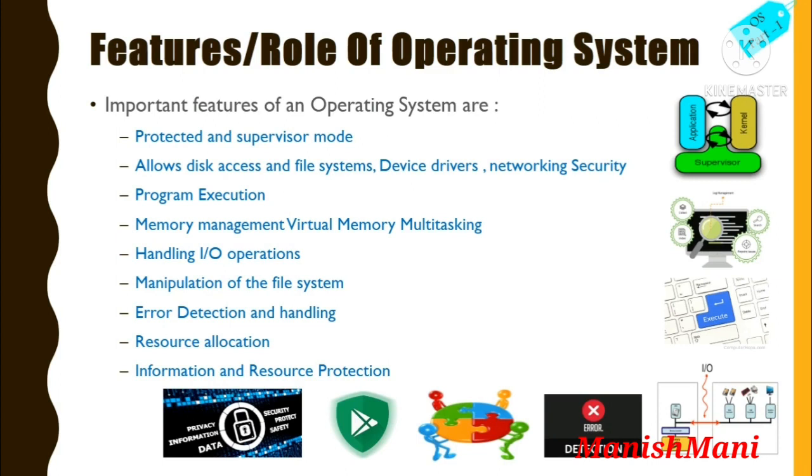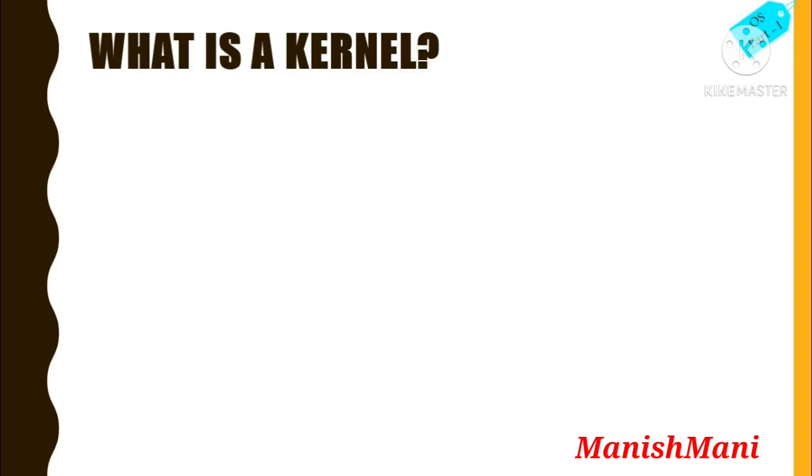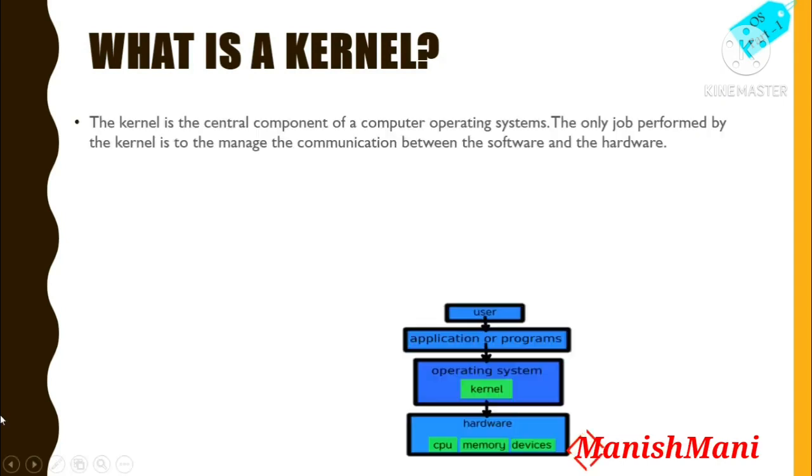Kernel क्या होता है? The kernel is the center component of a computer operating system. The only job performed by the kernel is to manage the communication between the software and the hardware. We can see the figure here. Here is the user, then application or programs, then operating system kernel, then hardware CPU, memory, device.